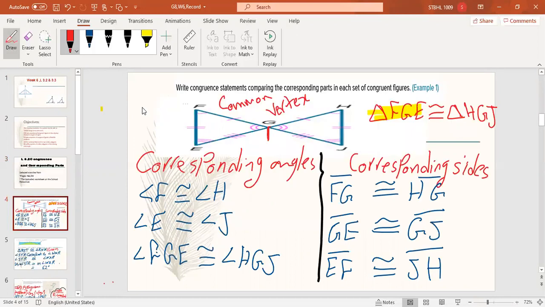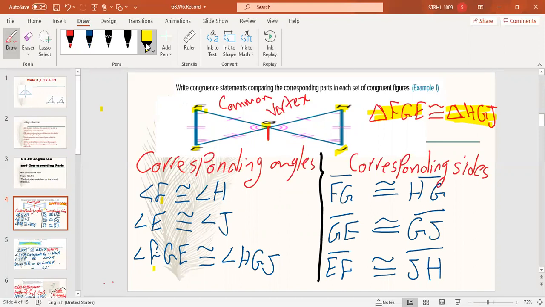Write congruence statements comparing the corresponding parts in each set of congruent figures. The congruent figures here are the two triangles, triangle FGE and triangle HGJ. The corresponding angles are, it's very clear that angle F is congruent to angle H. Angle E is congruent to angle J.